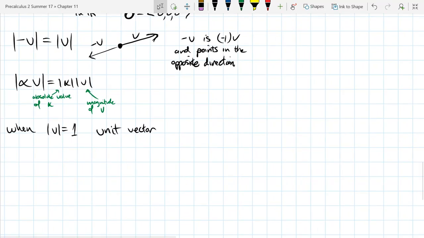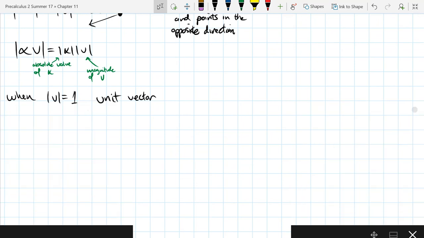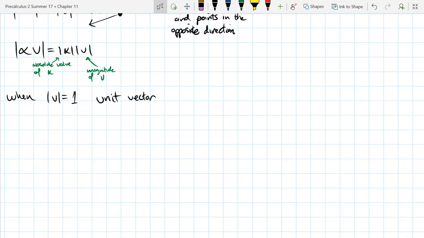And now I've talked about points compared to vectors, but what we're gonna do now is look at how we take two points and compute the vector between two points.